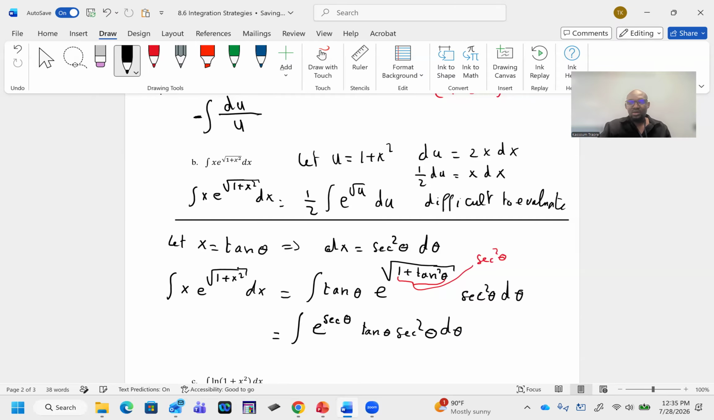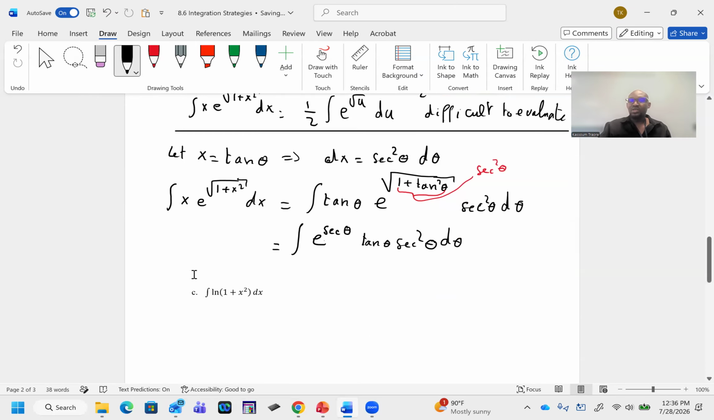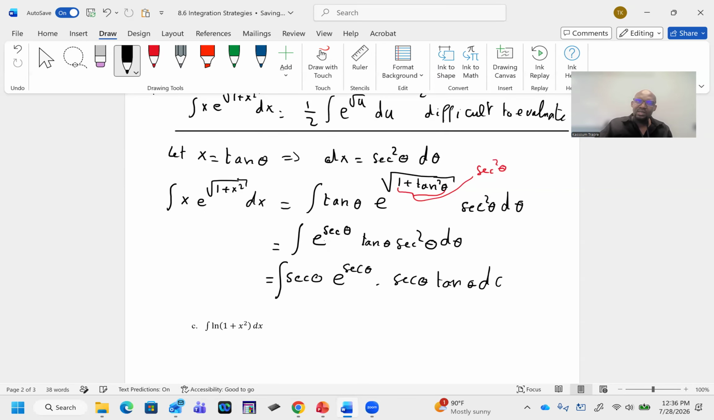So I'm going to rewrite this one. I will use another substitution. How do I rewrite this one? Because this is secant squared theta, I'm going to write it as the integral of secant theta times e to the power of secant theta times secant theta tangent theta. So I break down secant squared theta d theta.